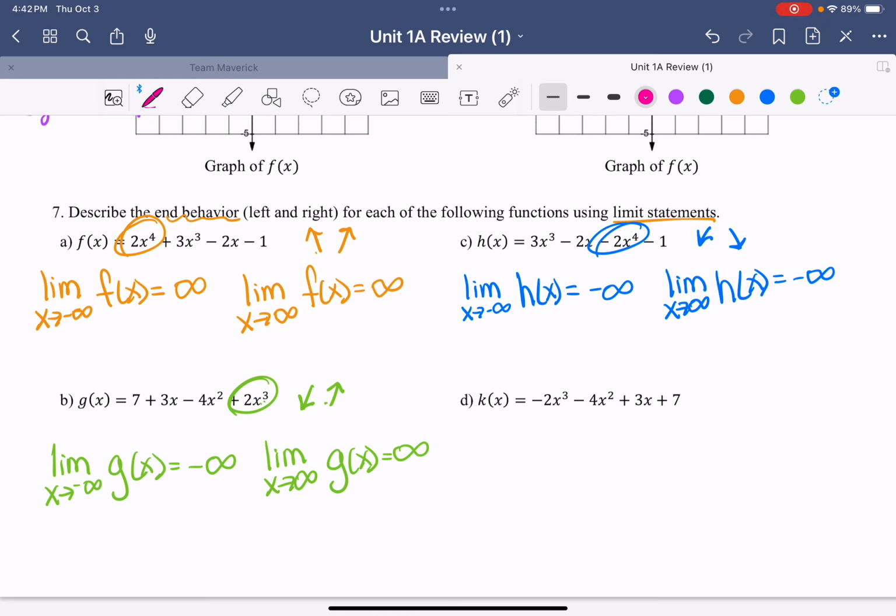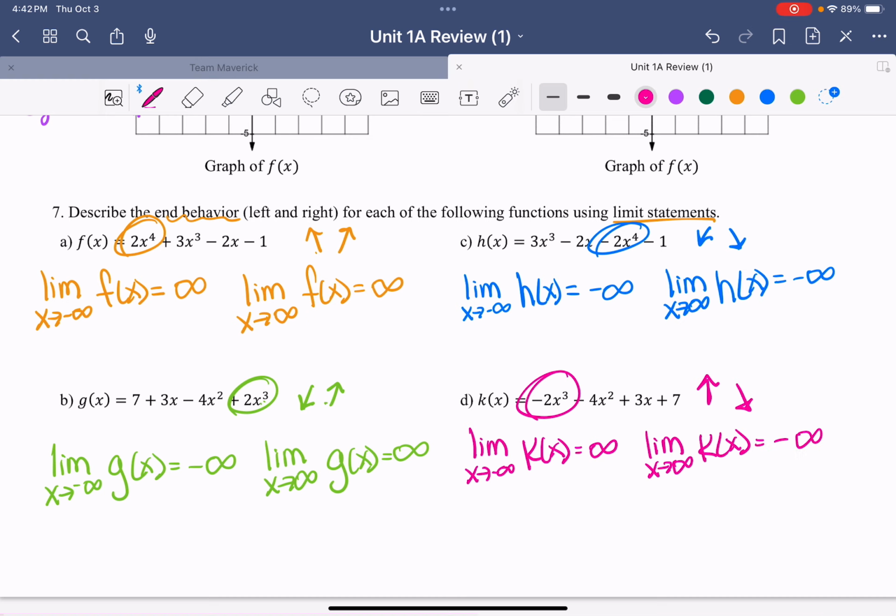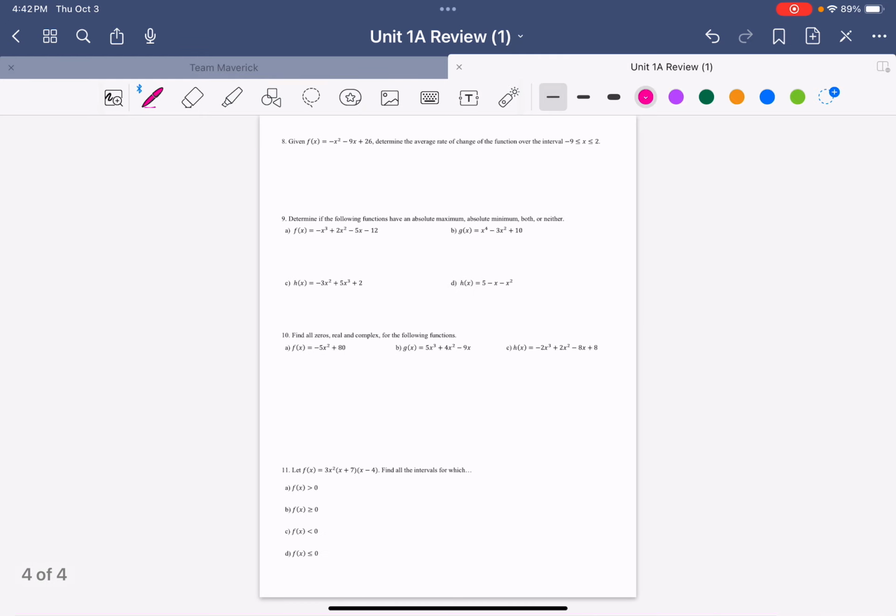All right, here looking for my leading term, this would be it. So leading coefficient is negative, so this side is down. The degree is odd, so the left side is opposite. So the limit as x approaches negative infinity of k of x is equal to infinity. And the limit as x approaches infinity of k of x is equal to negative infinity. And there's page 3.